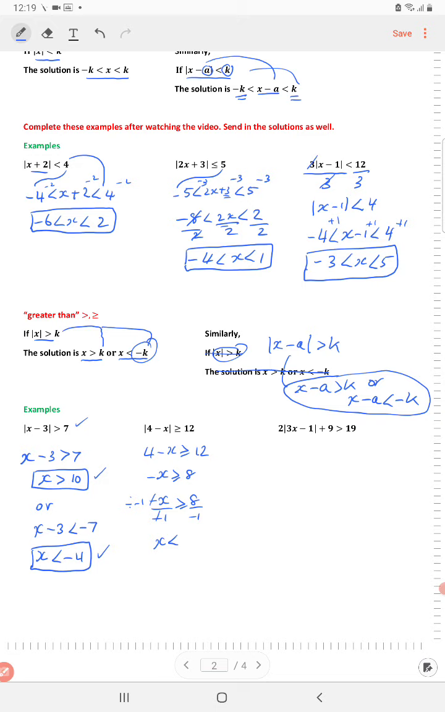Sorry about that. Let's just start again. Absolute 4 minus x greater than or equal to 12. I think I made a mistake. Minus 4. So minus x greater than or equal to 8. So divide by negative 1. x less than or equal to minus 8. That's that part.